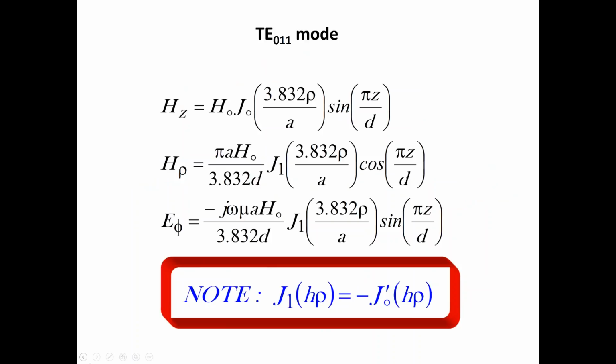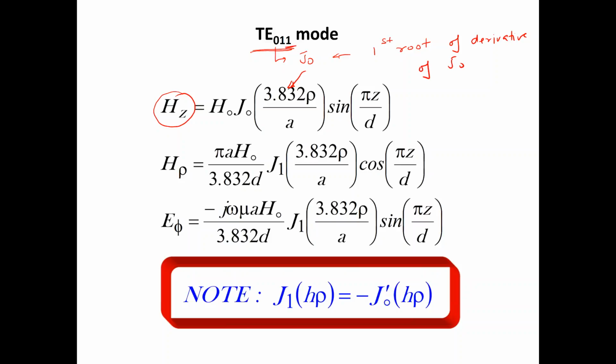But let's specifically look for this mode TE011, which is an important mode. So basically I'm going to the 0th order. So Bessel function is J0 Bessel function. I'm going to the first root, but because I have to go to the first root in H, I'm going to the first root of derivative of J0. And that derivative, that root is given at 3.832.